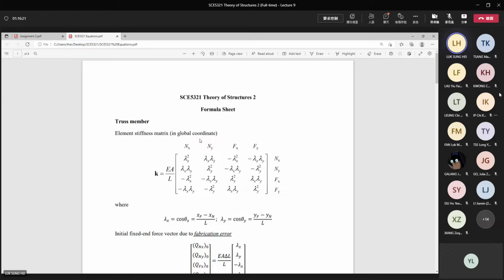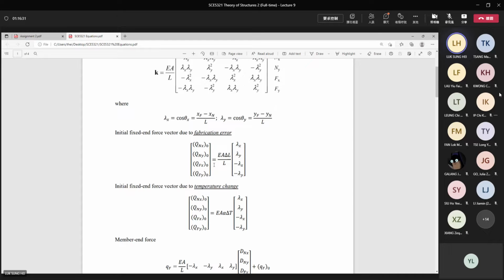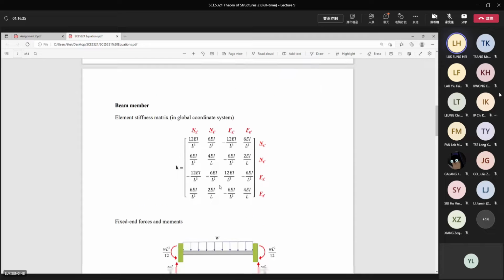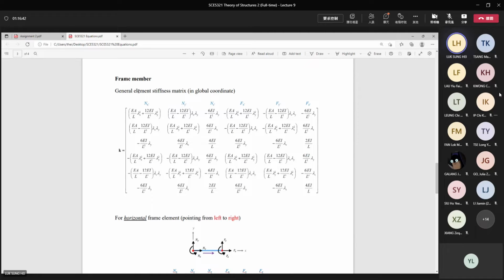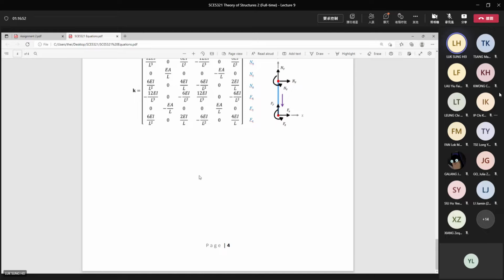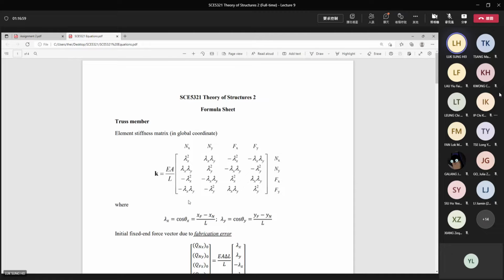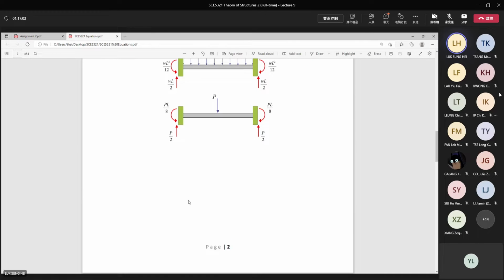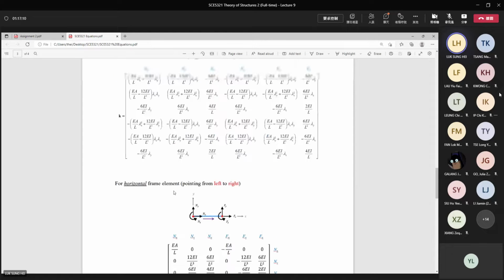This formula sheet basically involves some equations for Stevens method, which are relatively difficult to remember. I give you the truss matrix and some fixed end force due to fabrication error and temperature change. And also I give you the beam matrix, the fixed end moment calculation. And finally, I give you the frame matrix, the general format and some special format for horizontal frame and vertical frame member. So in your own notebook sheet, you don't need to put down the matrix, right? Because I give you already. In your own notebook sheet, you can put down the remaining equations. Actually, there's not much, because we just test you up to topic 5. Topics 1, 2, 3 are covered right here in the formula sheet.